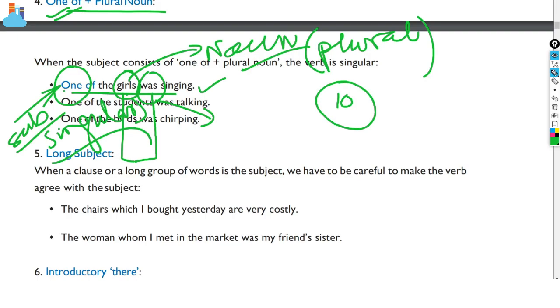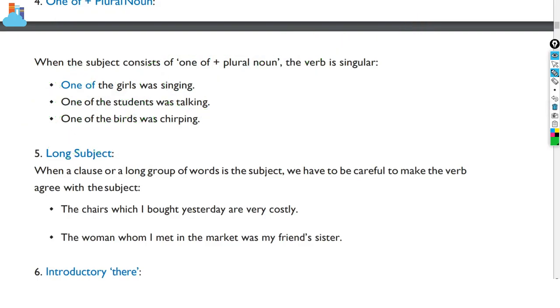Therefore, the subject will be agreeing with the verb. As it is singular, therefore the verb will be singular. Is it clear, my dear children? Now let us continue. In a similar manner, one of the students was talking. One of the birds was chirping.